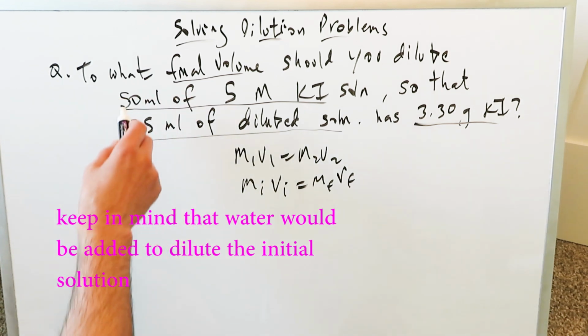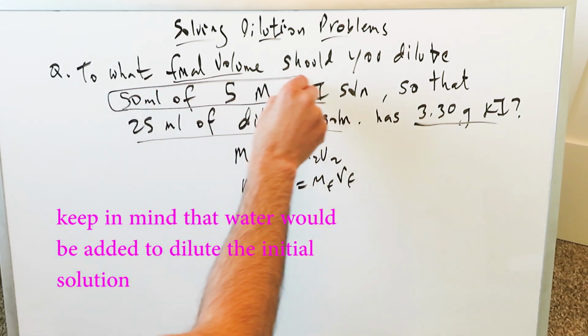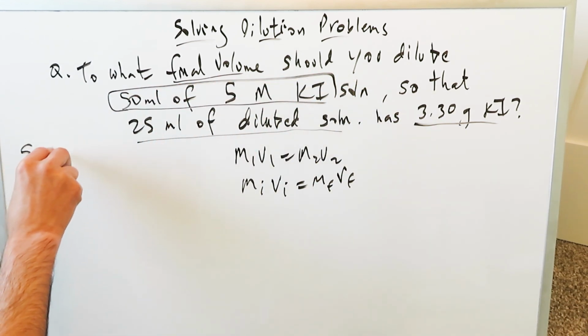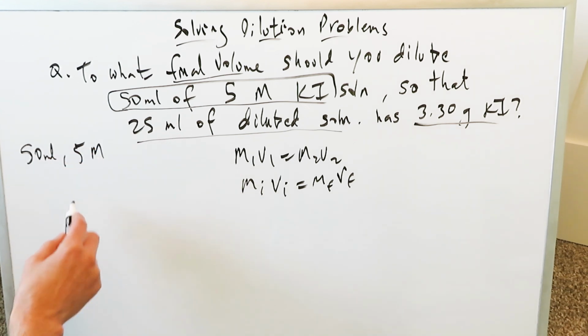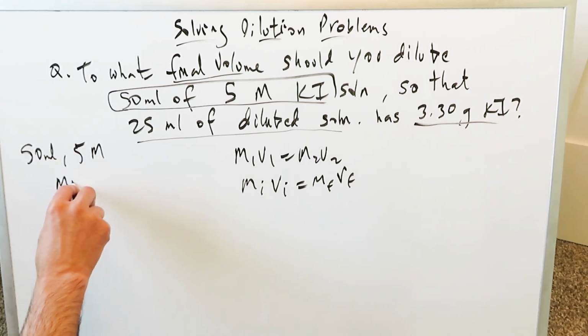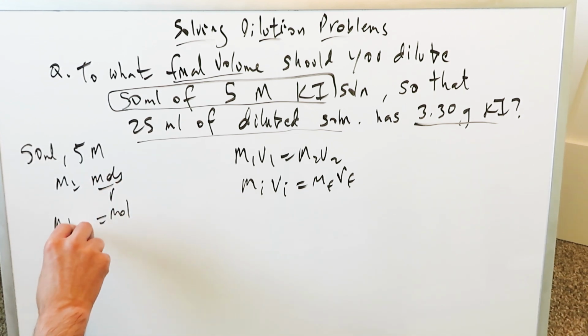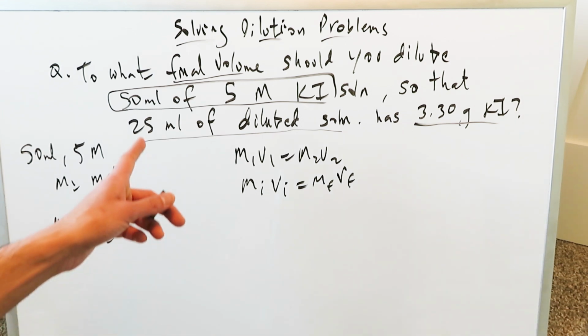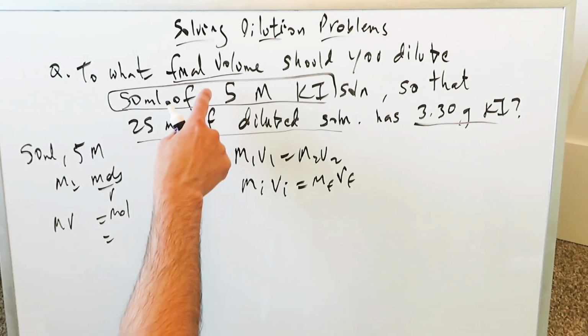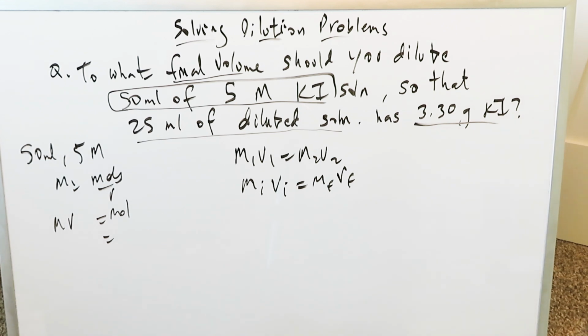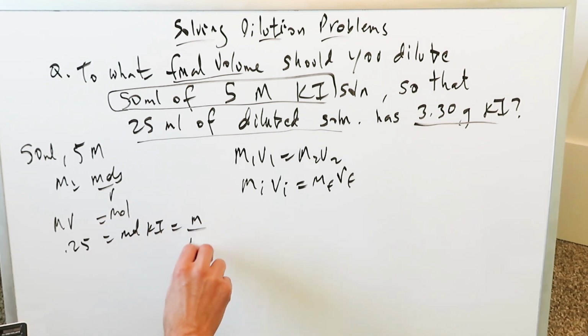Just for perspective, what you already have here is 50 ml, 5 molar. How much potassium iodide is in here? Well, you know molarity is equal to moles over volume, and moles is equal to molarity times volume. That will give you perspective as to how much potassium iodide is in this concentrated solution. You do 50 ml, which is 0.05 liters. Always convert milliliters into liters. Times 5, you'll have 0.25 mole potassium iodide, which is equal to mass over molecular weight.